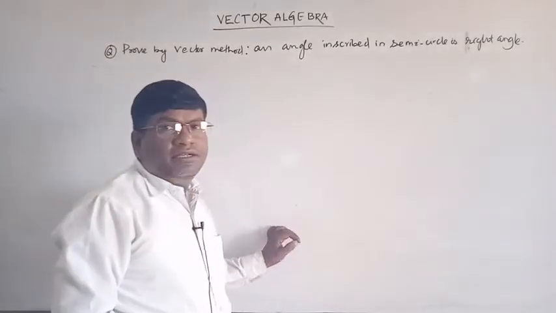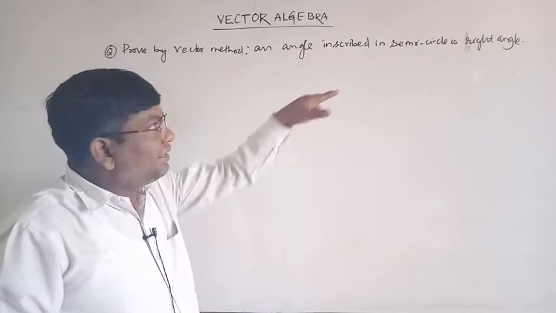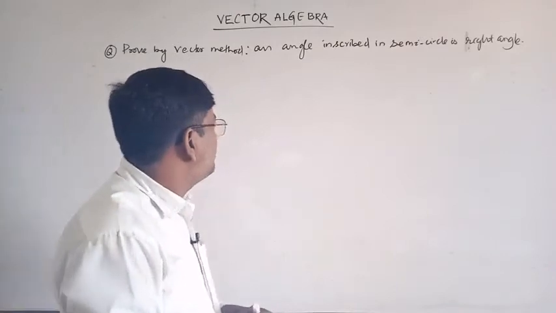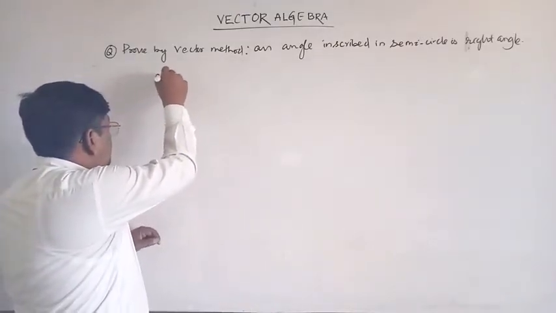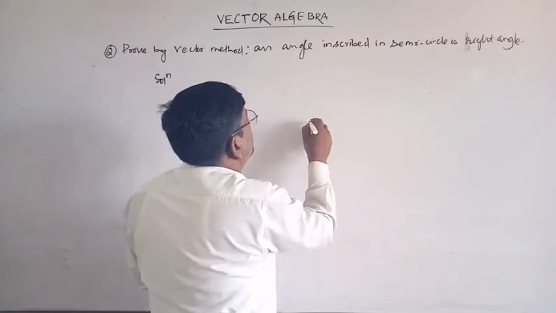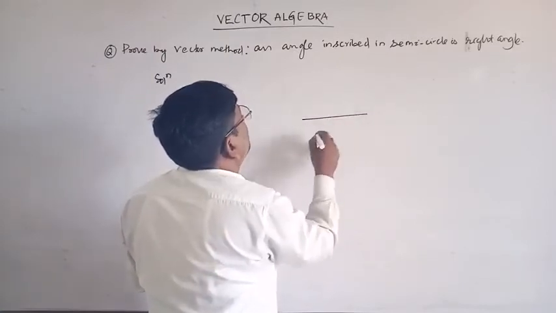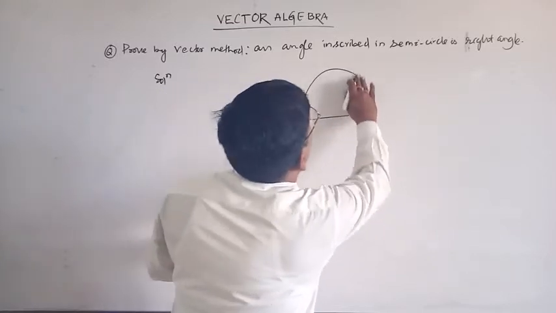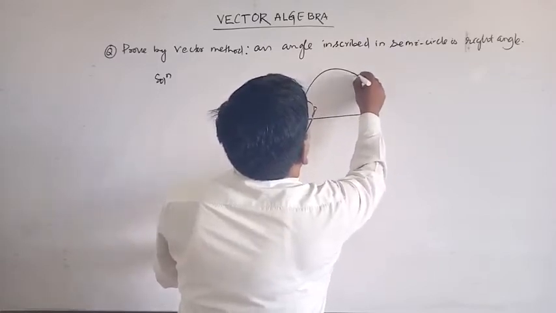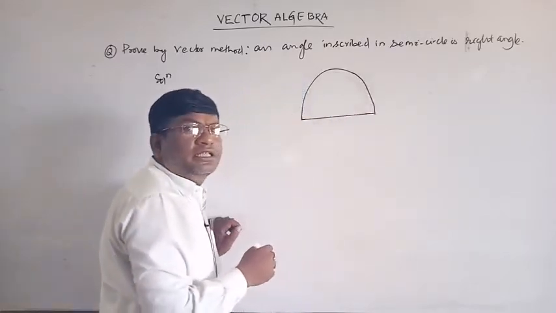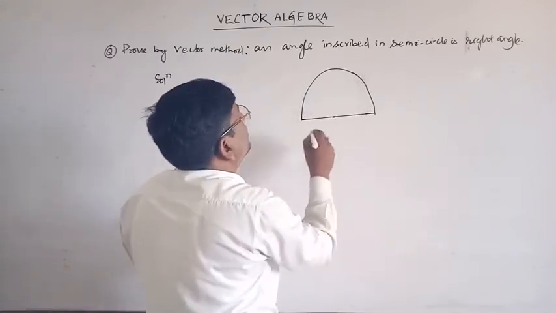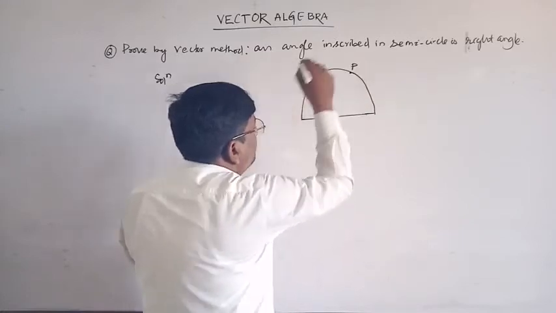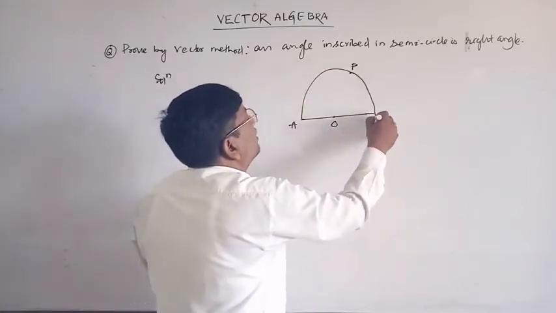Prove by vector method, an angle inscribed in a semicircle is a right angle. The solution is what? Suppose this is the diameter and this is the semicircle. This is the center O. Suppose this is any point P, and this is A and this is B.